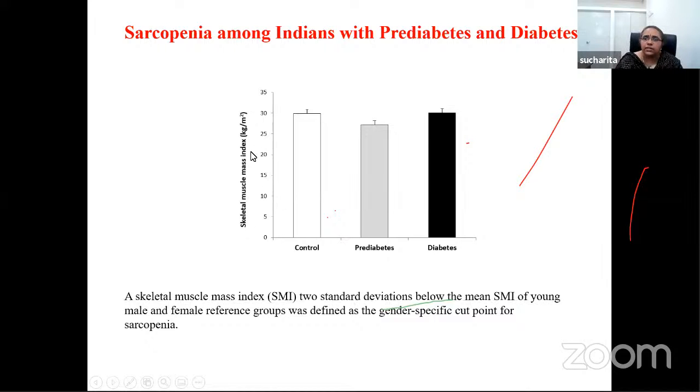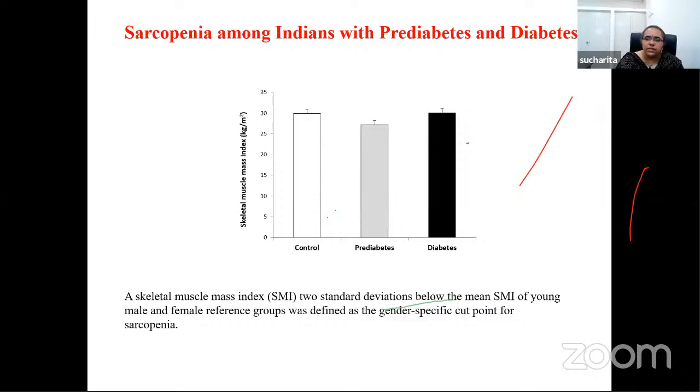But please note here the strength is not used, only the mass is used. To our surprise, none of the diabetics, neither pre-diabetics, were sarcopenic, which was a clear surprise. On one hand, we showed that their muscle quality was poor. On the other hand, when you would use indices which are universally used in terms of muscle mass, we found that they were not sarcopenic.